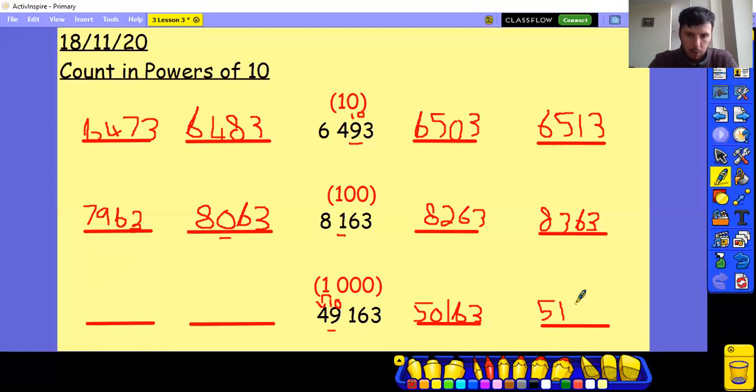Then I've got 51,163. And I'm going to go back again, which means I've got 40, I've got a 9, so it's going to be an 8, 48,163, and then 47,163. Well done if you got those. If you didn't, you can go back over this video a few times and possibly get an adult or a brother or sister to help you as well.